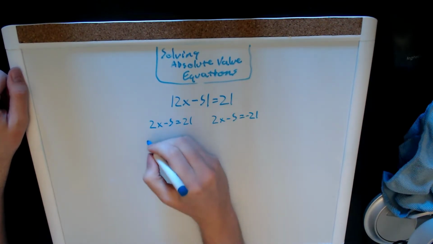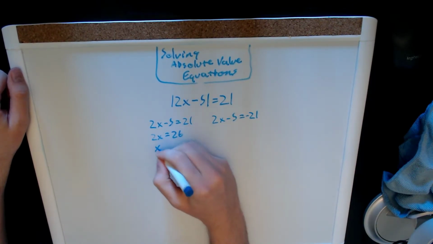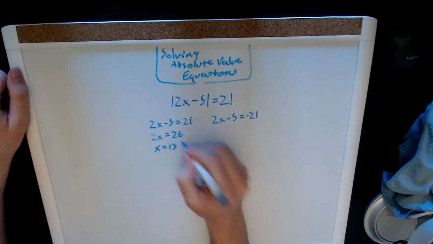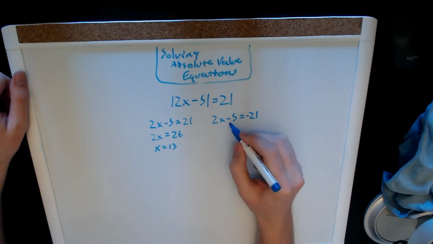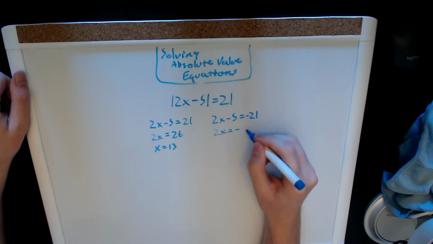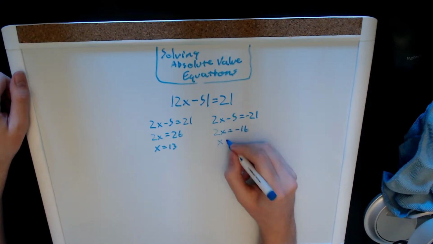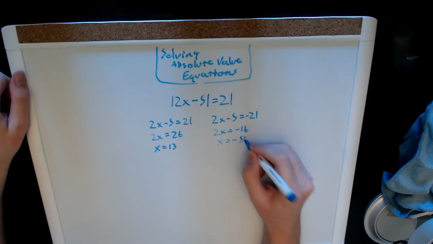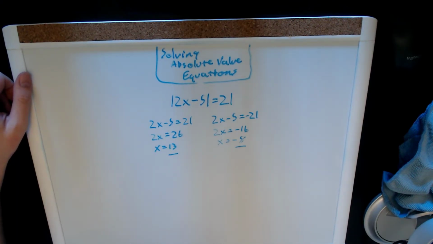2x minus 5 equals 21, so we can add 5 to both sides. 2x equals 26. X equals 13 if we divide both sides by 2. And we can do this one as well. If we add 5 to both sides, we get 2x equals negative 16. If we divide both sides by 2, we get x equals negative 8. Both of these are valid answers. And we can plug them back in to check that we're right.